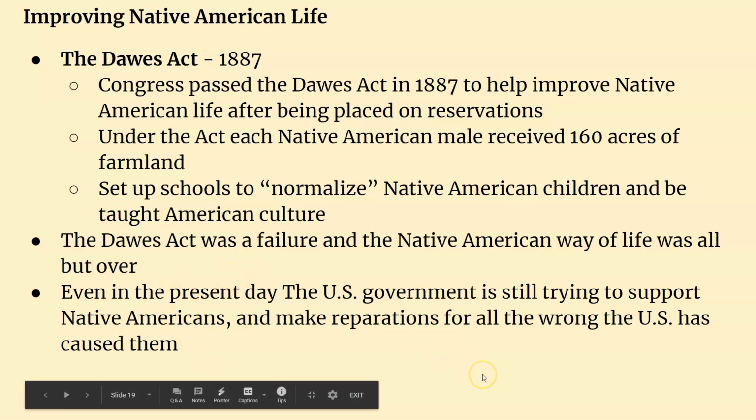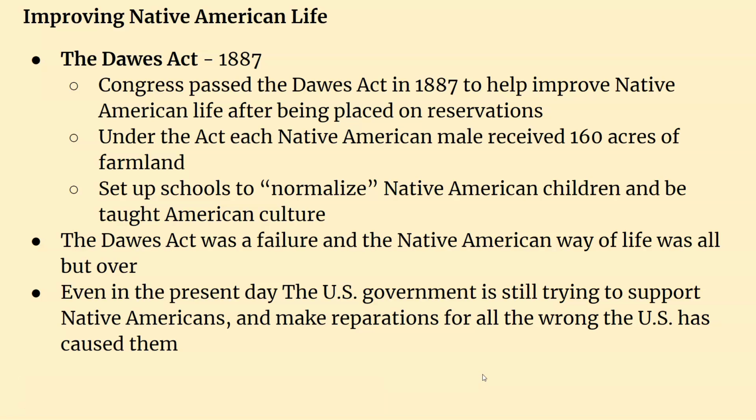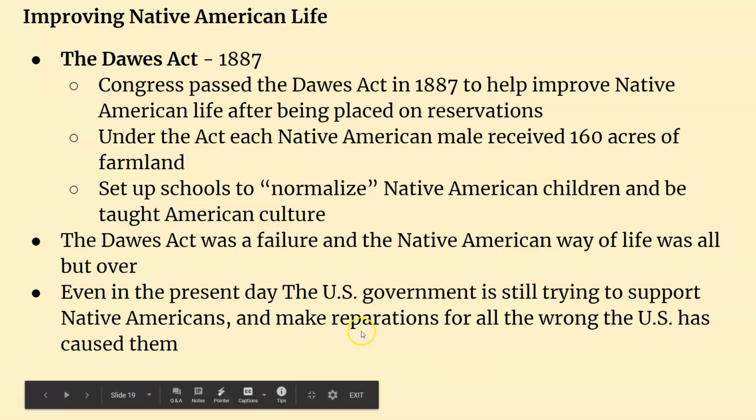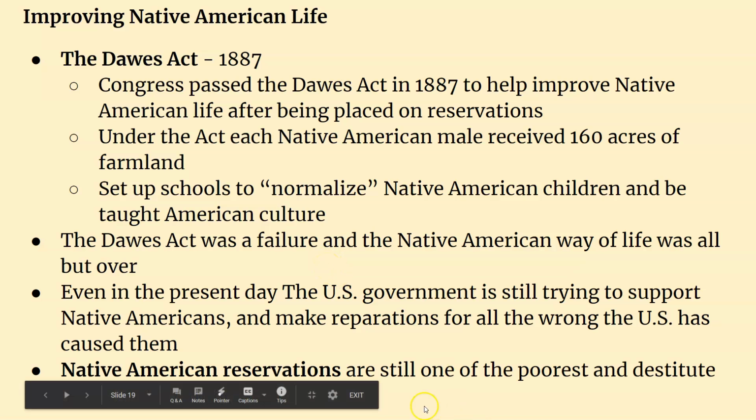Even to the present day, the United States government is still trying to support Native Americans, but for everything the United States has caused them, all the wrongdoing, this was their land, we took it over, and we gave them bad land and forced them onto these reservations and killed all their buffalo, and really destroyed their culture. So even today, we're trying to make up for it. But Native American reservations are still one of the poorest and most destitute places in the United States.